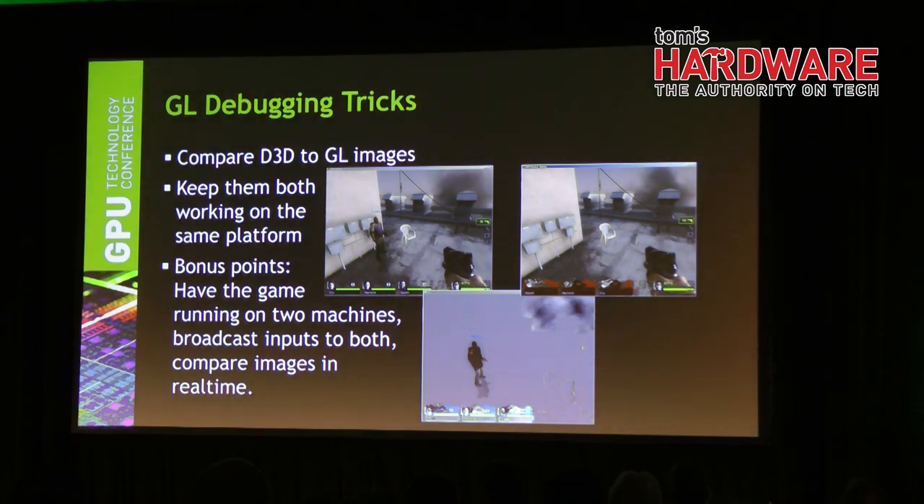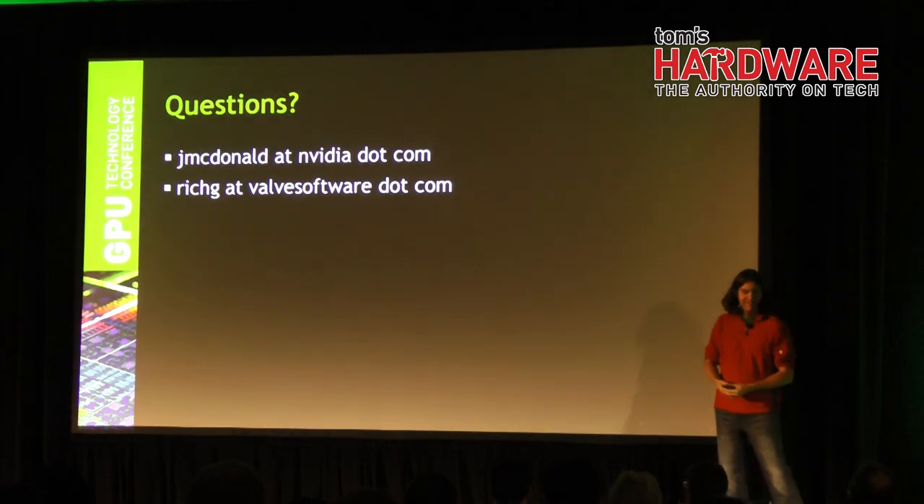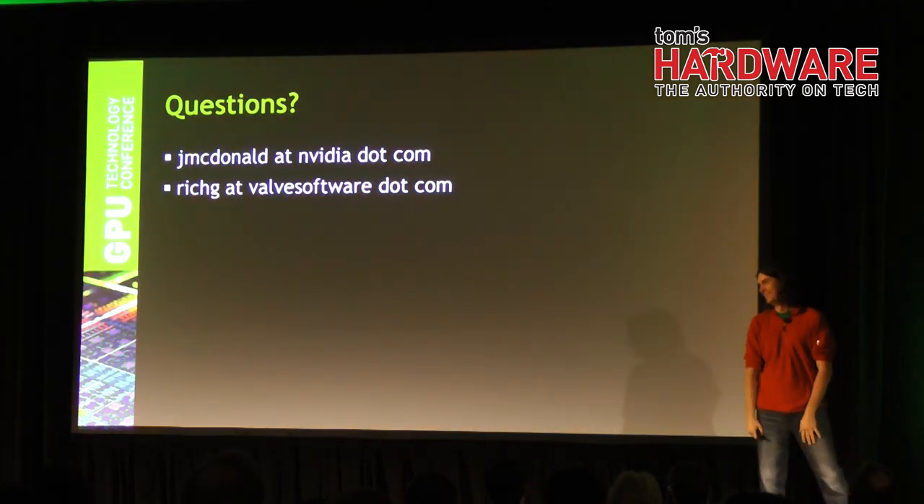Finally, we have some GL debugging tricks. This is a cool thing that Rich did to debug problems. What we're seeing here is the left image is the D3D game running, and the right image is GL running at the same time. The bottom image was being composited and broadcast in real time, and it's just a signed diff. It takes both frame buffers and does a signed subtraction, renormalized, so that we could see specifically where the perf differences or image differences are. Bam! 11 seconds.